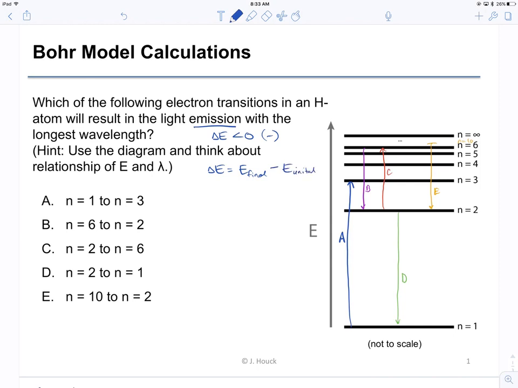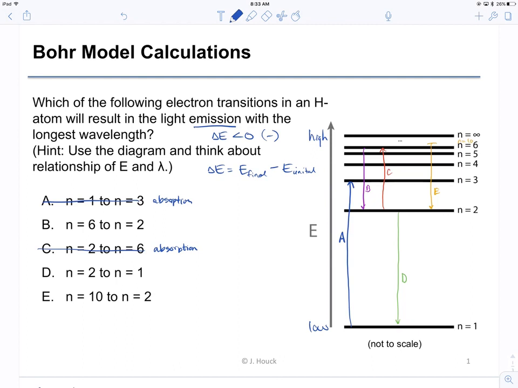And if we look at our energy diagram here on the right, anything going from a low energy to a higher energy is going to result in a positive energy, or absorption of energy. So that eliminates A and C from our answer options. The remaining three are emission of energy, and emission is, like I said, negative, so we're going to be going from high energy to a low energy.